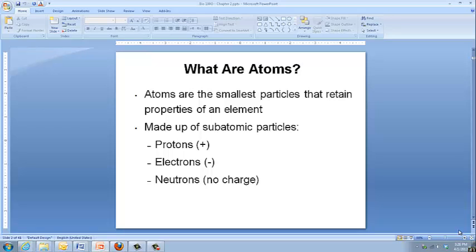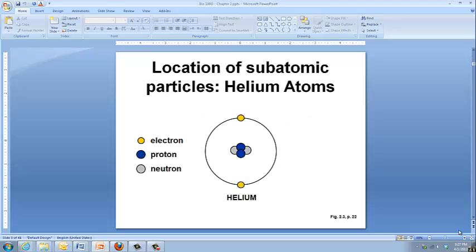We're going to start out Chapter 2 by talking about atoms. Atoms are the smallest particles of elements that retain the properties of those elements. If we look at an atom, we see that atoms have three different components that make them up. They have protons, which are positively charged, electrons, which are negatively charged, and neutrons, which have no charge.